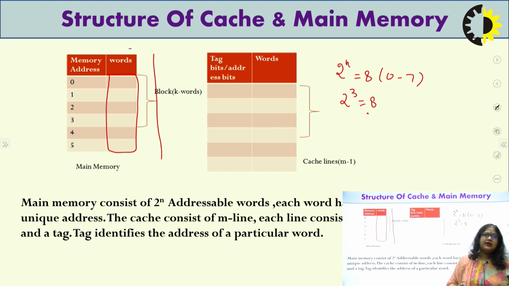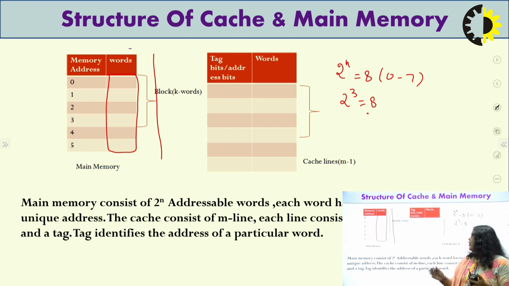So 3 bits are required for addressing the 8 words of the main memory. This is the basic concept of the main memory. When we define the lines of the cache, or the format of the cache, the words are the same, but the address is defined by the tag bits.